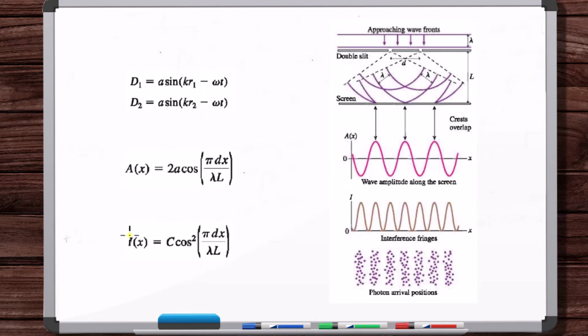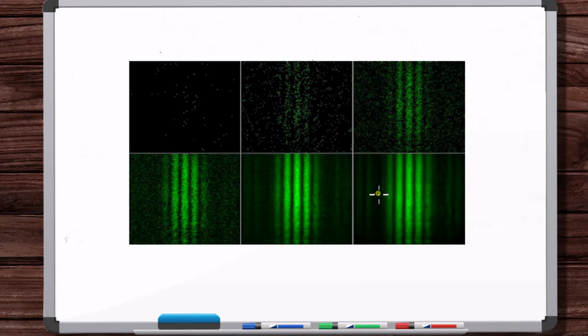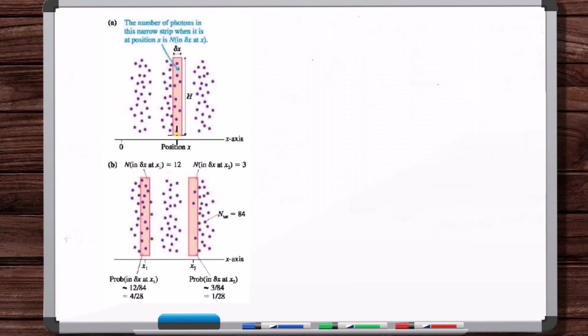Okay, so back to analyzing waves. We've got the intensity of this light wave on the detecting screen in this double slit experiment as a function of position x along the screen. It's going to look like this. So what you can do is take a position x and make a narrow strip with height H, the total height.